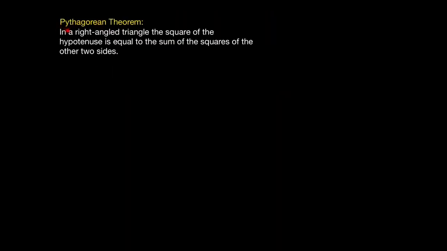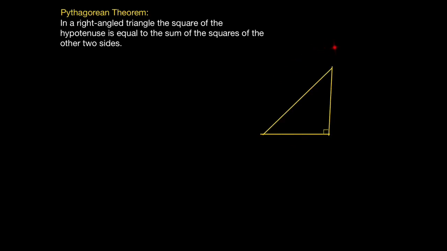Pythagorean Theorem. In a right-angled triangle, the square of the hypotenuse is equal to the sum of the squares of the other two sides. So what exactly does this mean? Well, I have a picture here, and this picture is gonna help us unpackage this sentence. So let's reread it again.